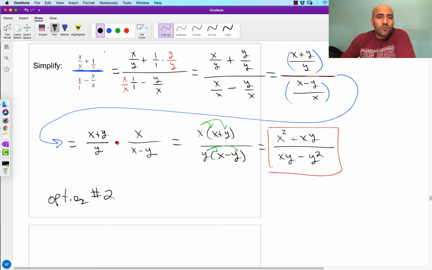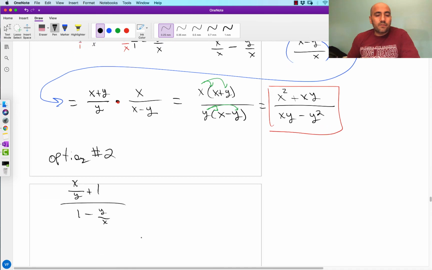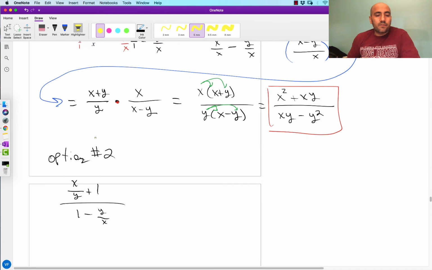Right, this was option 1. Option 1 is this. Option 2 is going to do the following. We have x over y plus 1, divided by 1 minus y over x. We have one giant fraction, but then there are presumably little fractions in the numerator and denominator.